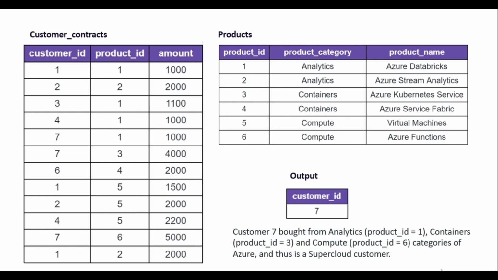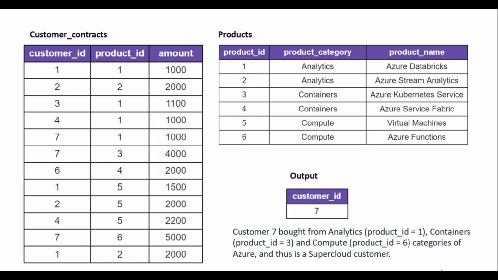The first step will be to combine the information from both the tables. That means we will join the customer contracts table with the products table to get the product categories associated with each customer purchase. If we combine these two tables, we will be able to find the product category for each customer purchase. And then we will count the distinct categories per customer.